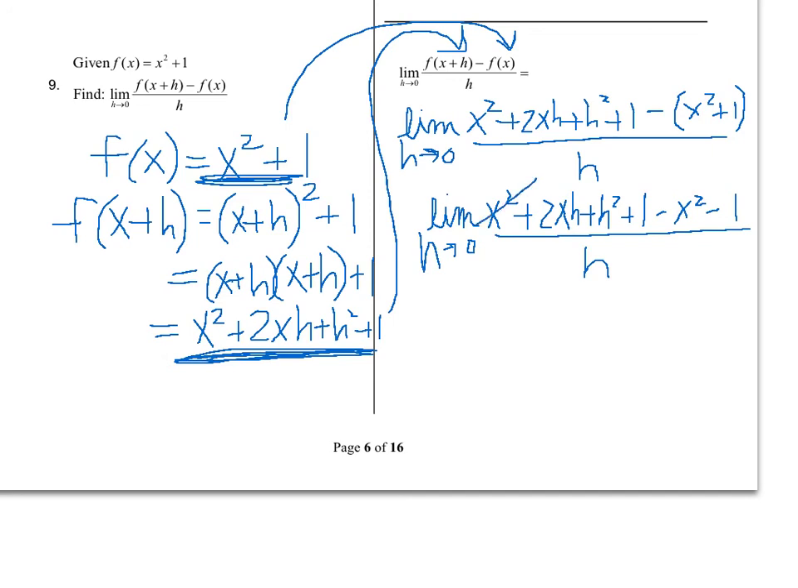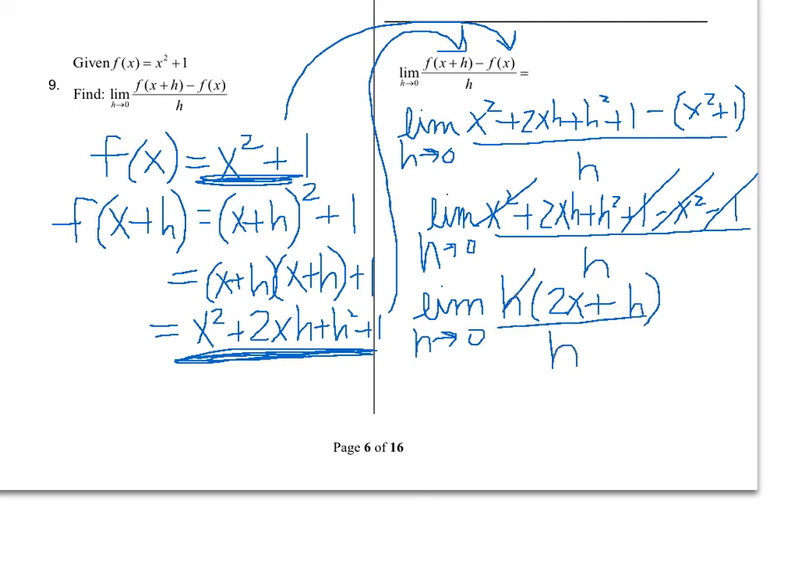Now if we cancel like terms, the plus 1 and the minus 1 are gone. In the next step, I'm going to factor out an h from that numerator. And looky here. Factoring helps us because now that h cancels from the denominator, and now I can substitute h in as a 0. And when I substitute, I can drop the limit notation. I would have 2x plus 0. So I'm getting an answer of 2x. Okay, so that's all for this one.